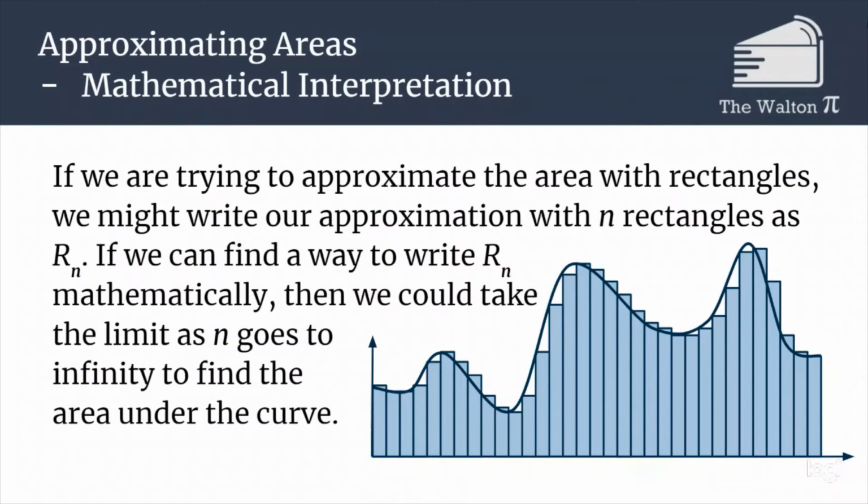So if we are trying to approximate the area with rectangles, we might be able to write our approximation with n rectangles as R sub n. If we can find a way to write R sub n, meaning our approximation with n rectangles, then we could take the limit as n goes to infinity to find the area under the curve. And that's actually how we are going to define what's referred to as an integral.